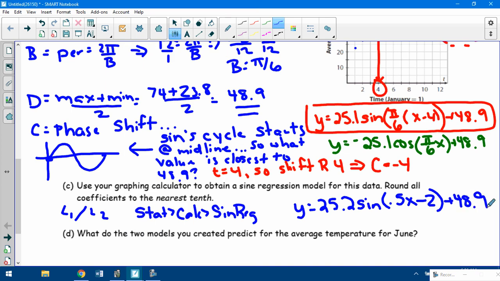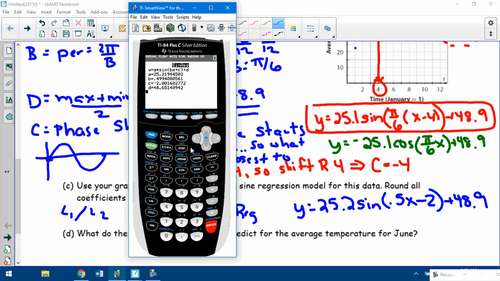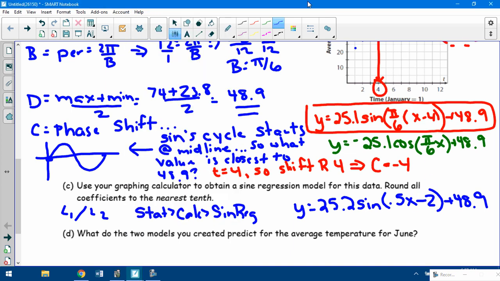Now look at how close this is. 25.1, 25.2. 48.9 is exactly the same. You might think these inside are totally different, but look, if I do pi over 6, let's see what b actually is. Basically 0.5, so that worked out. And if you factor out this 0.5, meaning you divide both pieces by 0.5, -2 divided by 0.5, because that's what taking a GCF is, I get -4. So it's really pretty much equivalent.